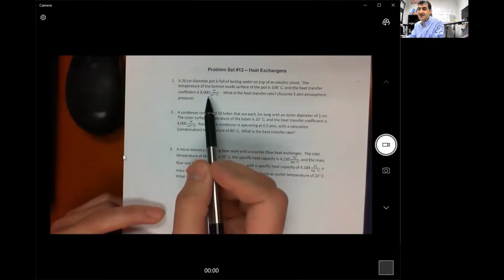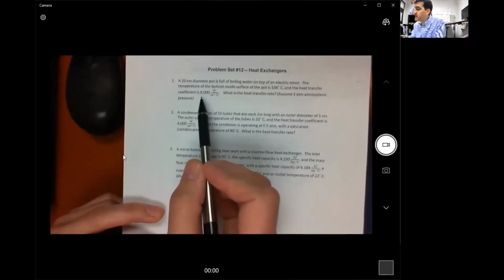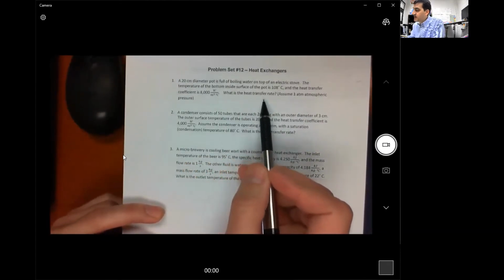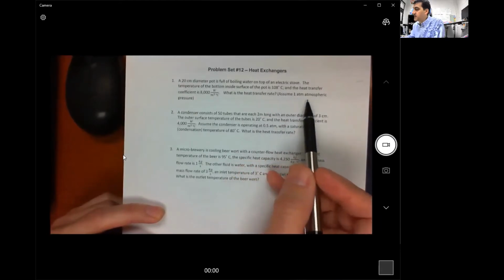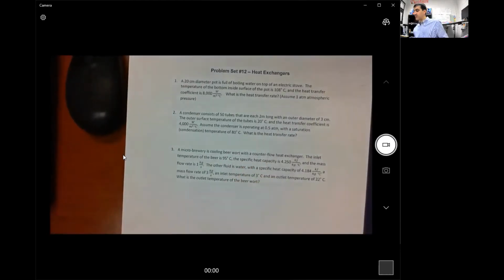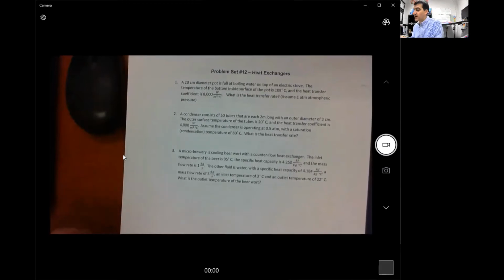And we're given the heat transfer coefficient. That's really nice because that way we don't have to calculate that. That will save us a lot of time. And we're asked, what is the heat transfer rate, assuming 1 atmosphere of atmospheric pressure? So what does that tell us? Well, it tells us the boiling temperature of the water. If the water is boiling under 1 atmosphere of pressure, then it's going to boil at 100 degrees Celsius. That's the standard boiling temperature of water.